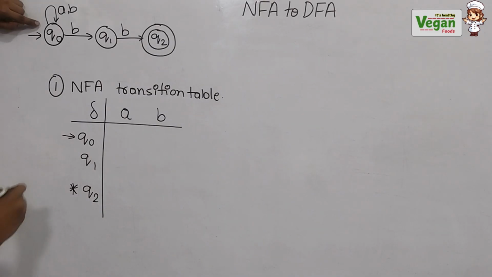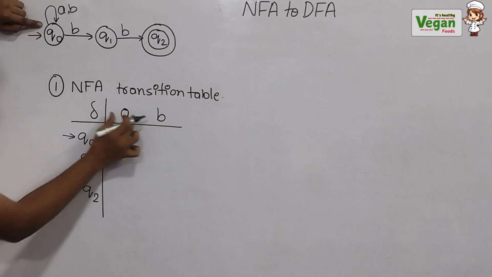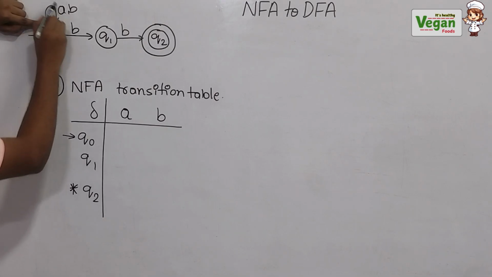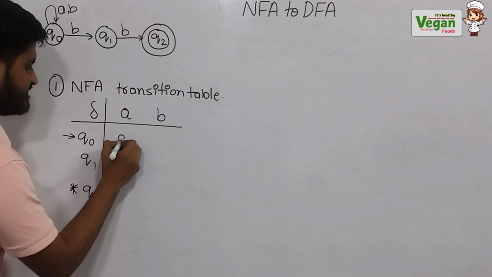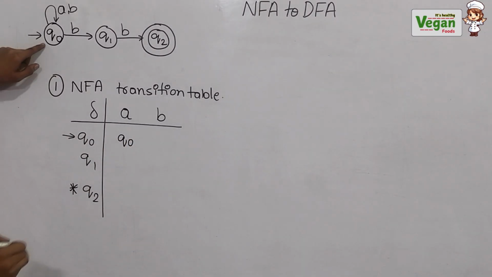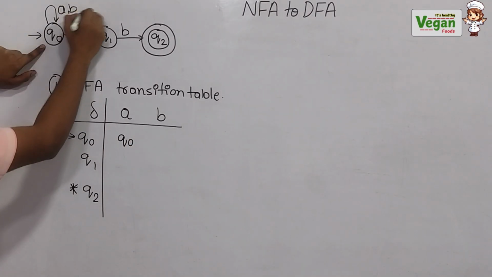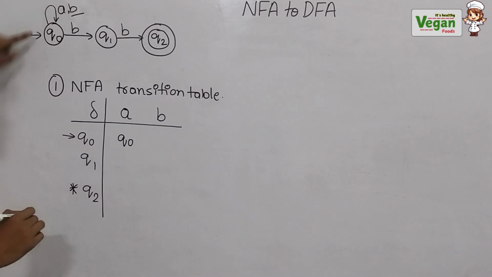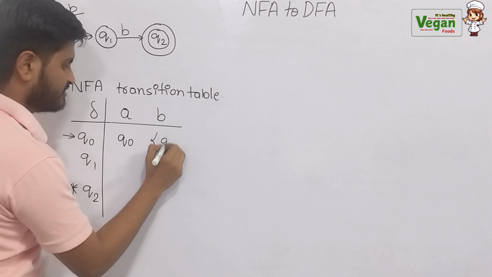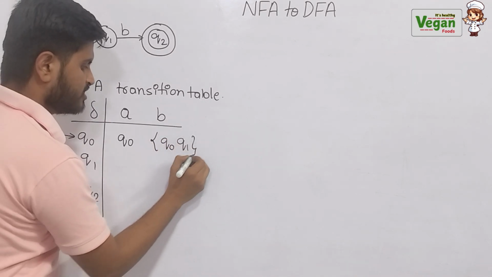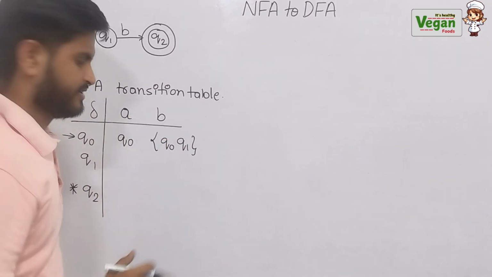Now see, Q0 using A, where it is going. Q0 using A, it is coming to Q0 itself. That is a self loop. So write Q0. Now Q0 using B, it is coming to itself, that is Q0 also. And using B it is also moving to Q1. So write like this, Q0, Q1. You enclose them within the bracket.